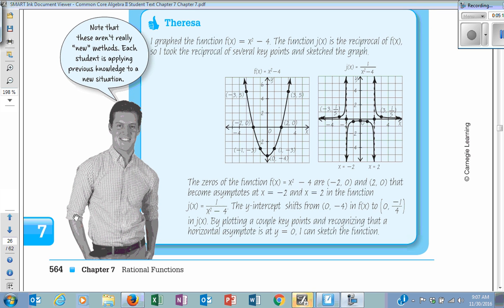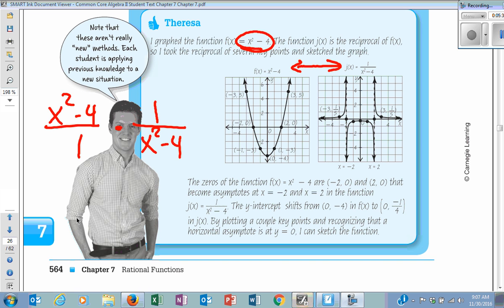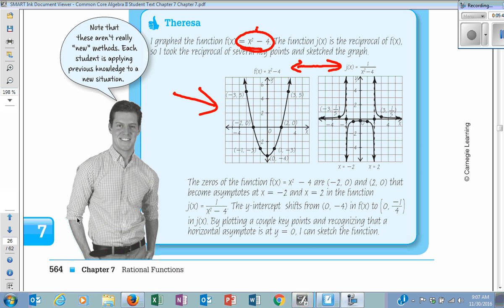She said that she graphed this, and the reason she graphed this is because these guys are inverses. Remember, if you multiply them, you get 1, which is x squared minus 4 over 1 times 1 over x squared minus 4. These guys cancel out, which turns to a 1 and a 1, and so that all turns to a 1. So they are inverses of each other. So what she did, she graphed this guy. She graphed this, the parabola.